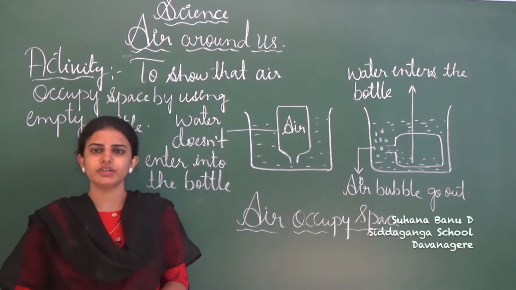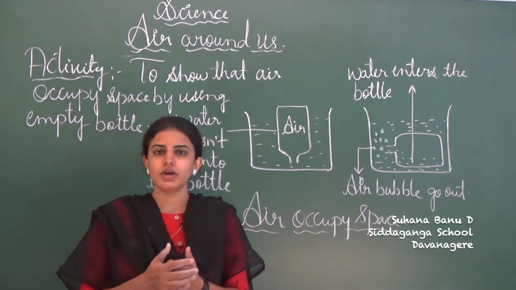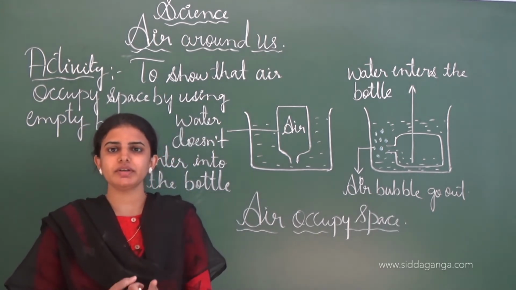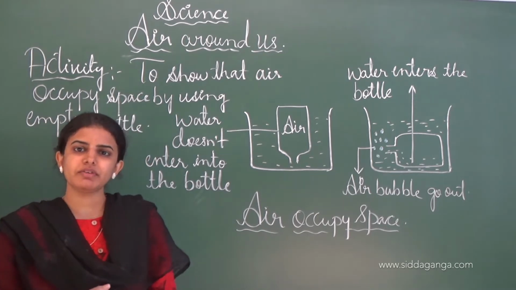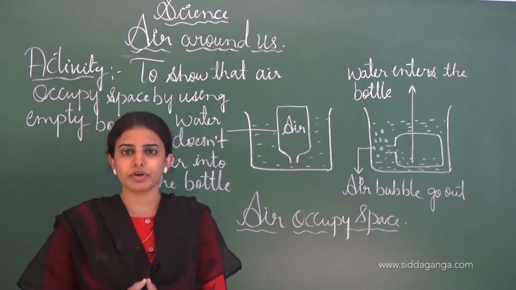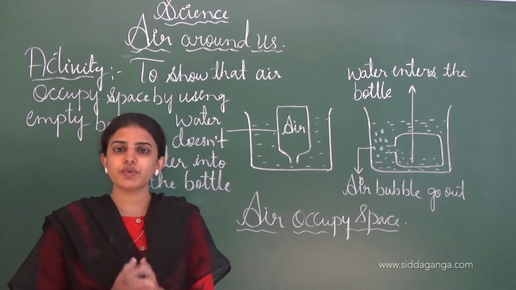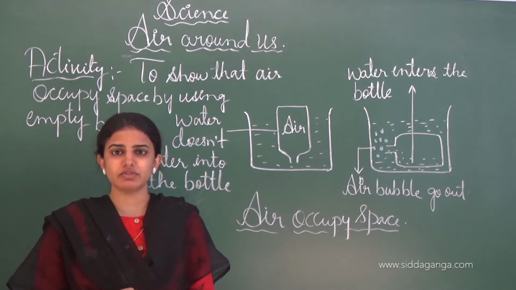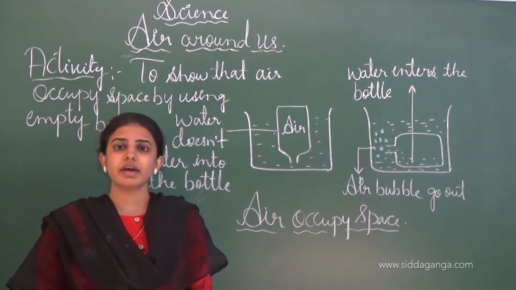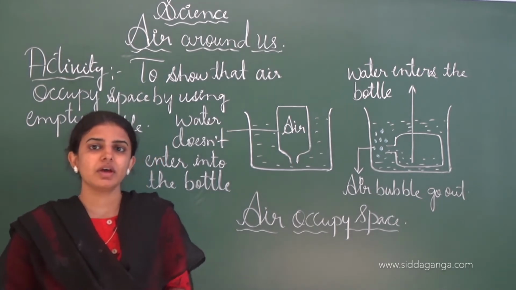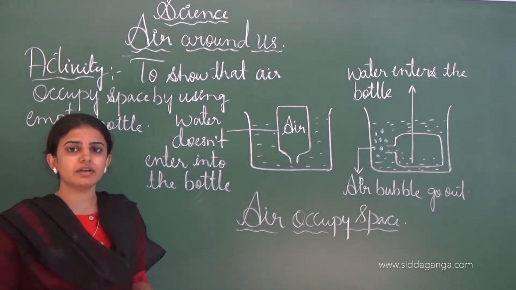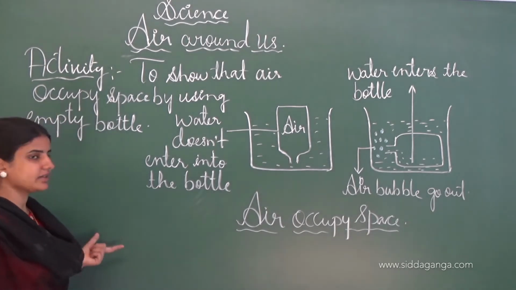Hello my dear students, welcome back to the classroom. We have been discussing the chapter Air Around Us. In the previous class we learned about the properties of air. The first one is that air is invisible, it takes the shape of a container, and it occupies space. From this property we can do a simple activity.